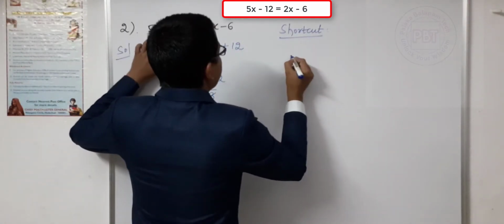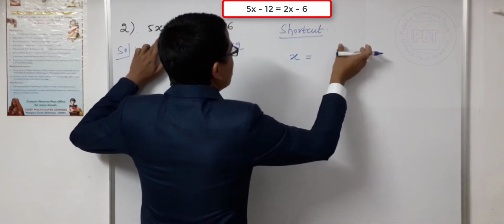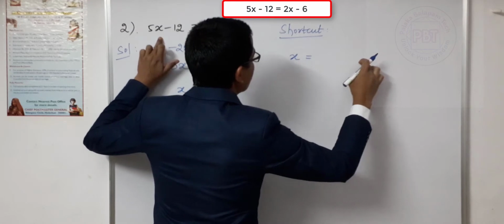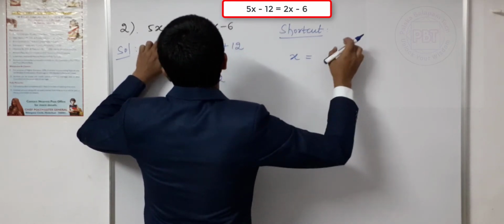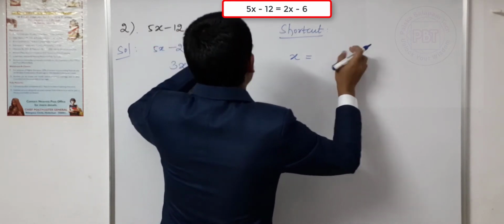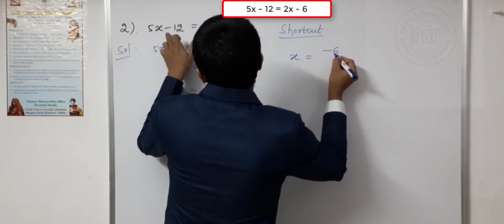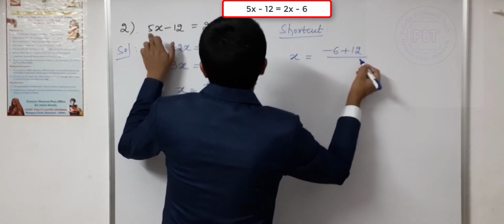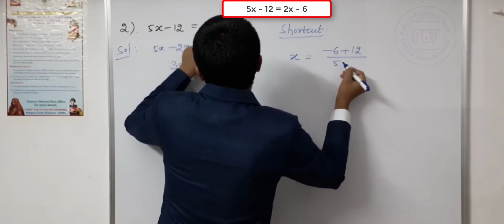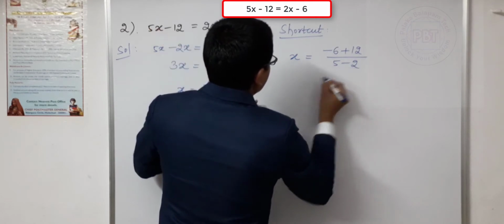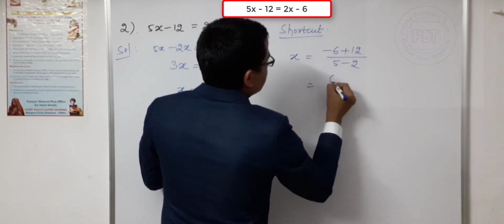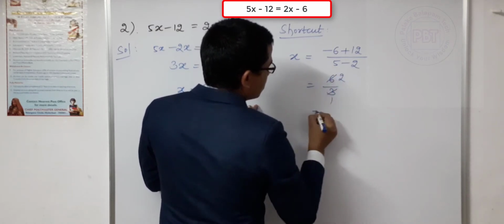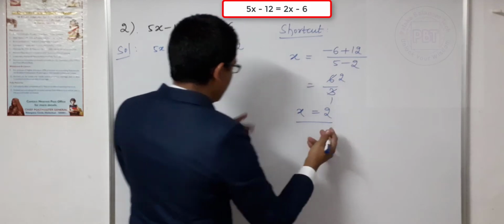x equals, in the numerator we should always write the constants, and in the denominator we write the coefficients of the variable. The constants in this question are minus 6, and if you transpose, minus 12 becomes plus 12, divided by the coefficient of x, which is 5, and if you transpose, the coefficient becomes negative on this side, so minus 2. That is minus 6 plus 12, which is plus 6, by 5 minus 2, which is 3. 3 ones are 3, 3 twos are 6, which is 2. The same answer you will get.